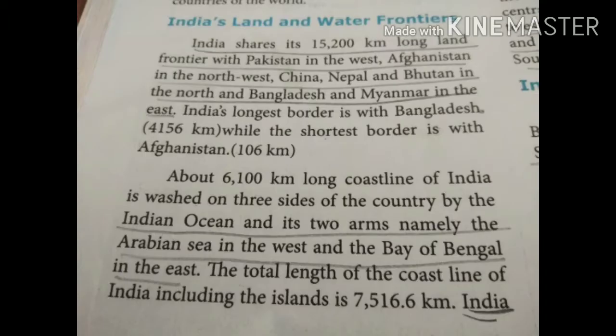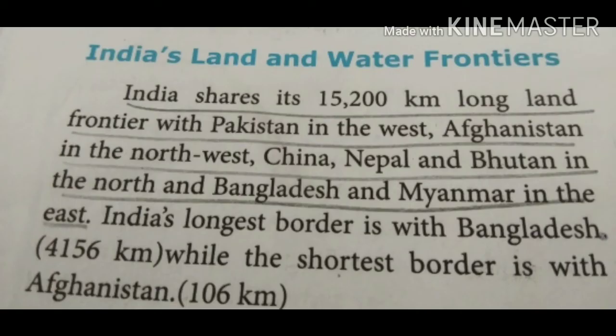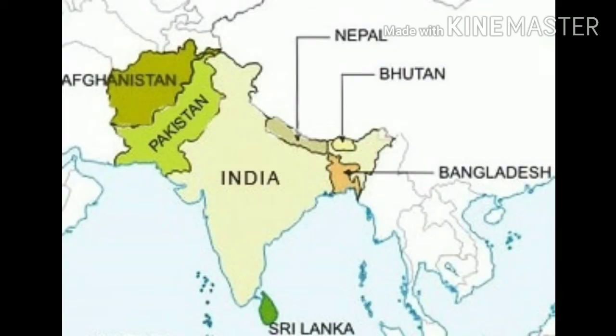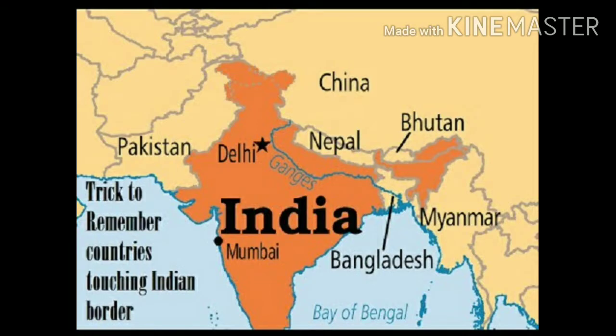India shares its 15,200 kilometer long land border with Pakistan in the west, Afghanistan in the northwest, China, Nepal and Bhutan in the north, and Bangladesh and Myanmar in the east.